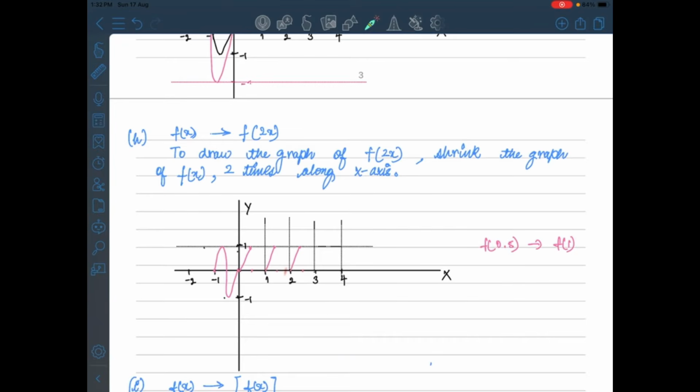Correct? Next, you see here, you have to shrink the graph 2 times along the x-axis. You have to shrink. So earlier, the graph was something like this. Now, at this point, if I have to shrink it, where will it go? It will go here. Isn't it? See, earlier, if I want f of -1, now that thing has become f of -2. What was f of -2 earlier? 0. So f of -1 will also be 0. Alright? You have to shrink it.